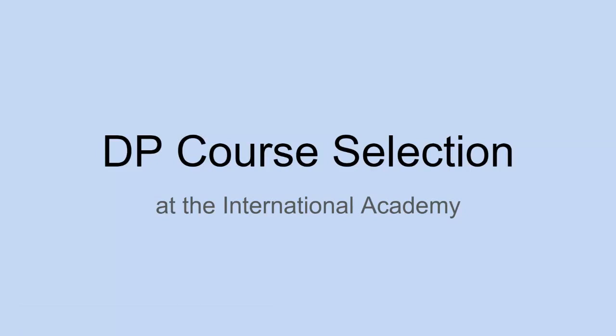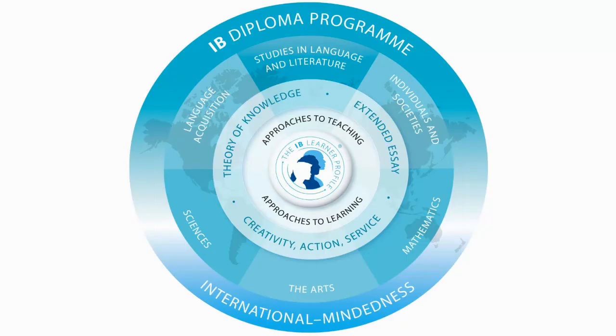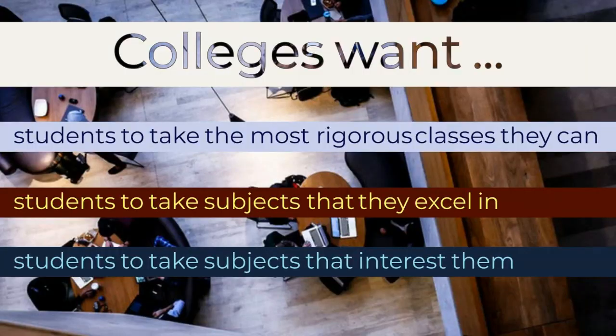This video is intended to help current International Academy students select courses for their junior and senior years in the IB Diploma program. As a reminder, the DP is a 2-year course of study. The IB Diploma program is an academically challenging and balanced program of education that prepares students for success at university and life beyond. The program has gained recognition and respect from the world's leading universities.